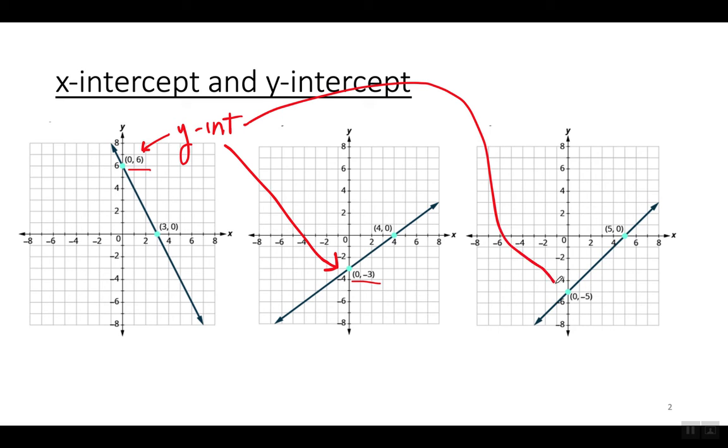And same thing right here. All right, the y-intercept is where the line crosses the y-axis. And the coordinate for x is always 0 in all of those situations. That's always the case for the y-intercept.